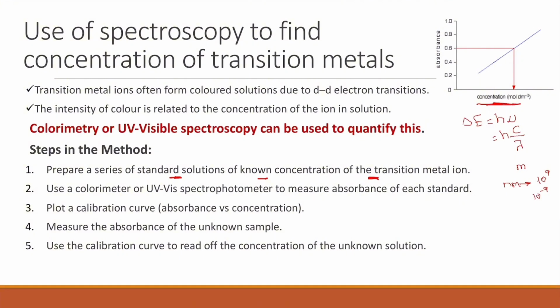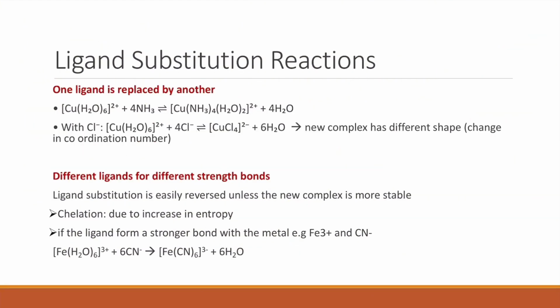That will give you a straight line, as you can see here, this blue line. So it's a straight line between the absorbance and the concentration. Then you will measure the absorbance of the unknown sample, find the absorbance, and then use this curve to find the concentration of your unknown solution. This is how you find the concentration of an unknown solution of a complex ion or of a transition metal.